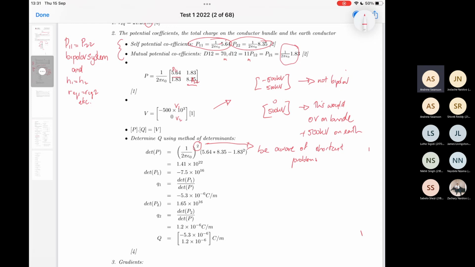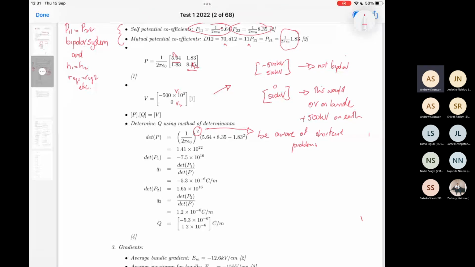So mine's a shortcut, and I've done it like that. If you multiplied it out, it should come out with the same number here. Right. Then your determinant for P1 to determine Q1 and Q2, they will be slightly different.